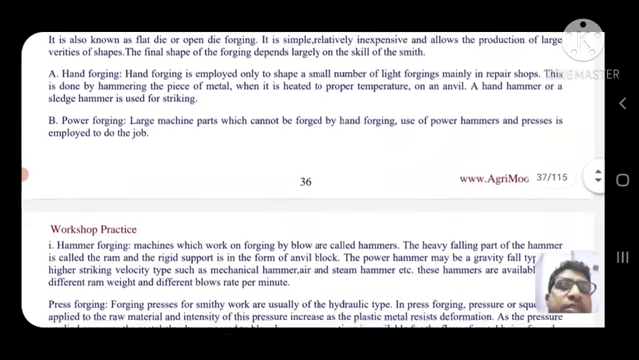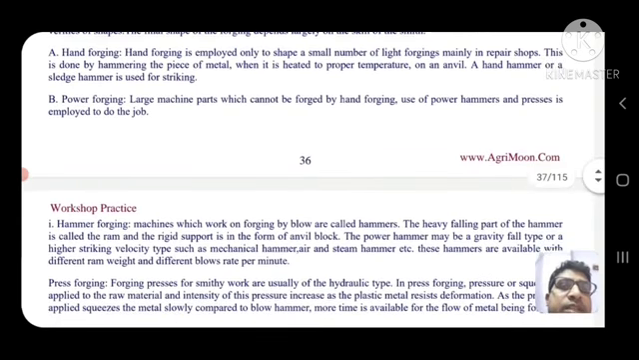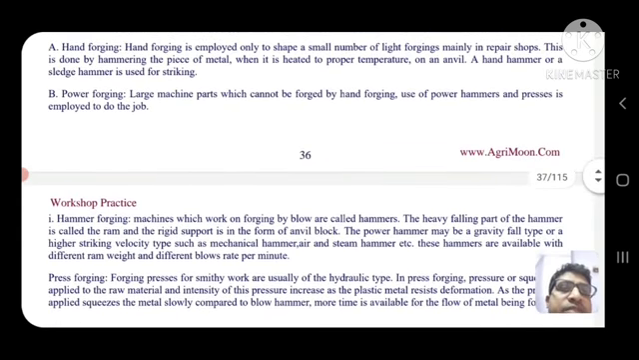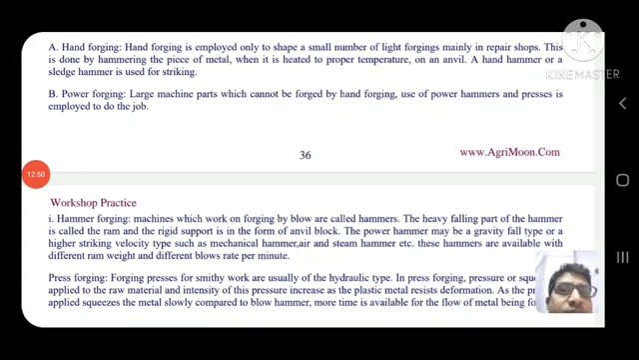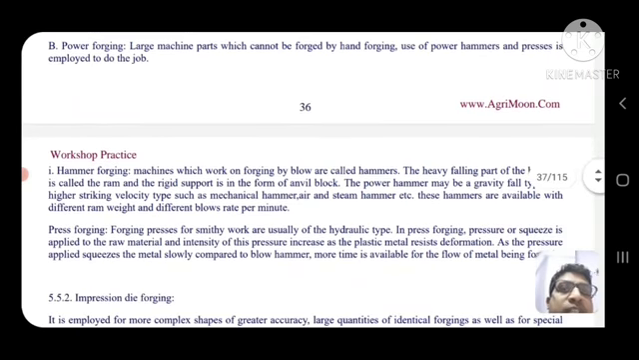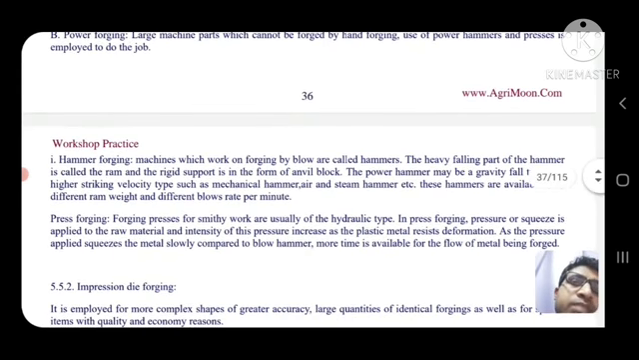Hand forging is employed only to shape a small number of light forgings, mainly in repair shops. This is done by hammering the piece of metal when it is heated to the proper temperature on an anvil. A hand hammer or a sledgehammer is used for striking. Power forging: large machine parts which cannot be forged by hand forging use power hammers and presses to do the job.